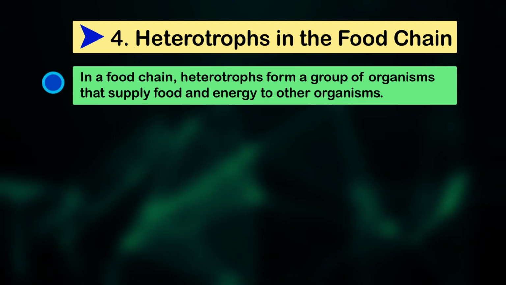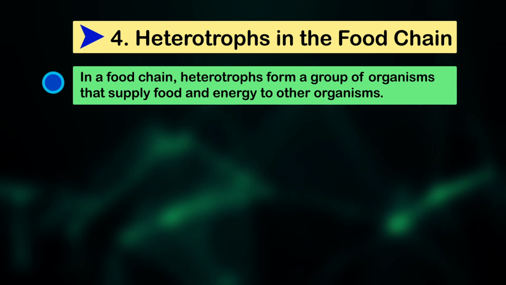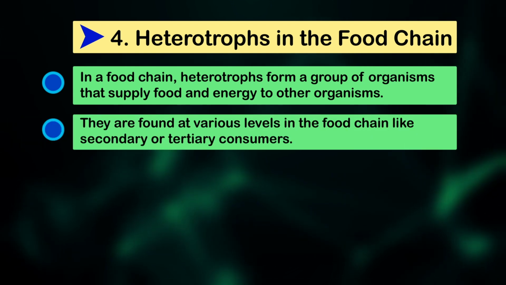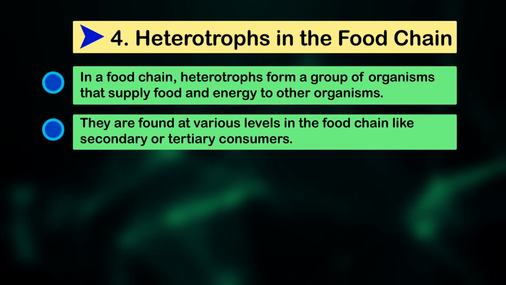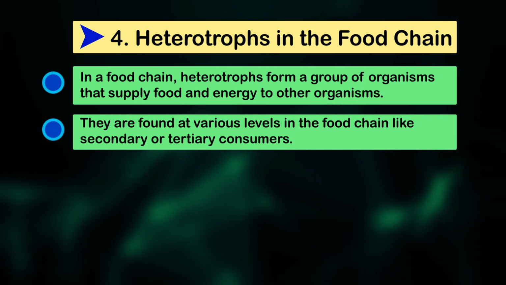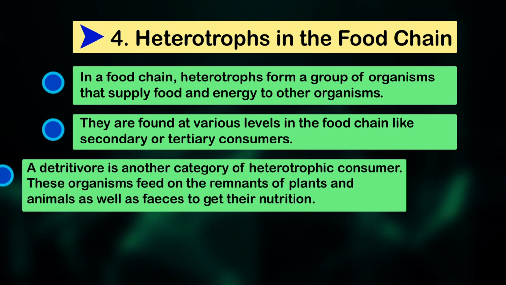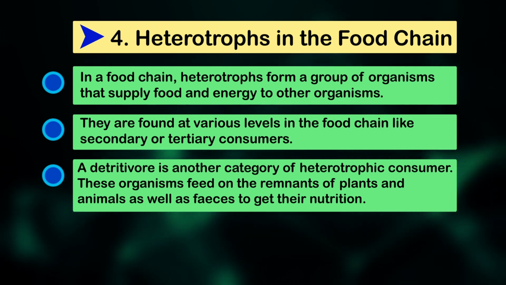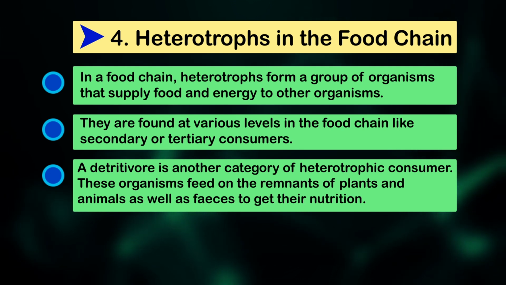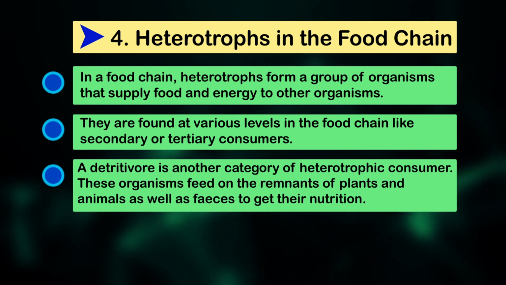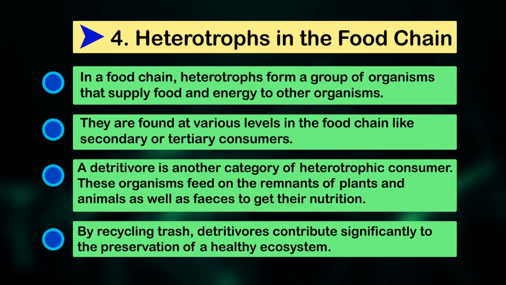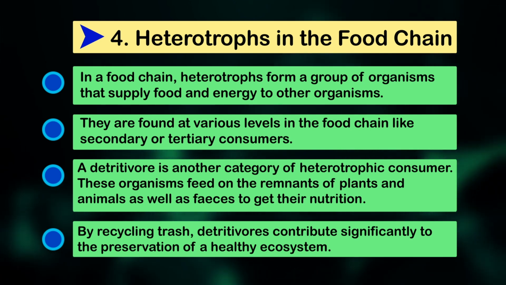In a food chain, heterotrophs form a group of organisms that supply food and energy to other organisms. They are found at various levels in the food chain, like already discussed, as secondary or tertiary consumers. A detritivore is another category of heterotrophic consumer. They feed on remnants of plants and animals as well as their fecal matter to get their nutrition. By recycling trash, detritivores contribute significantly to the preservation of a healthy ecosystem.